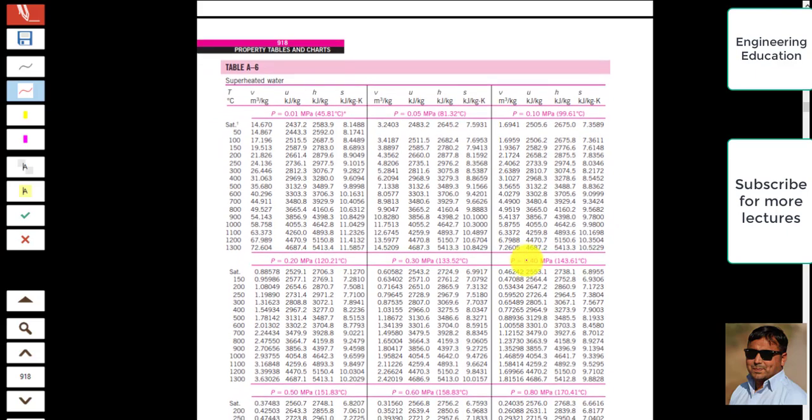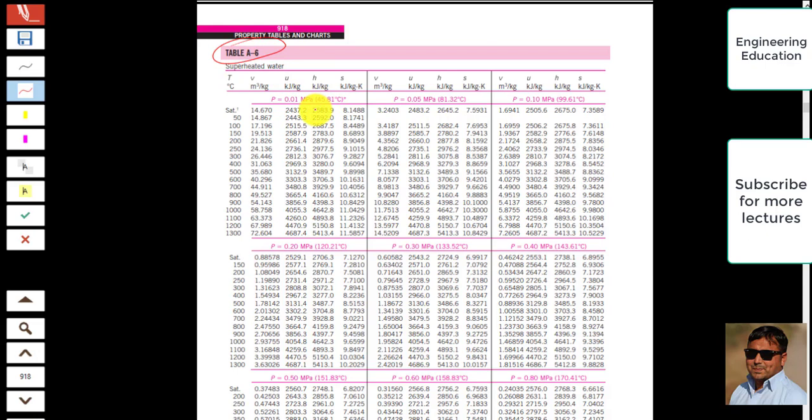Similarly, going to the superheated water table, table A6. In this table, if you observe, there is no VF, VG, HF, HG, because we denote those values for saturated liquid, saturated vapor, and mixture of the saturated liquid and saturated vapor. For pure superheated water or superheated steam, we use the notation V, U, H, and S. Respectively, we have pressure values. Here we have pressure 0.01 megapascal. Here we have pressure 0.05 megapascal, and the value of pressure is 0.1 megapascal.